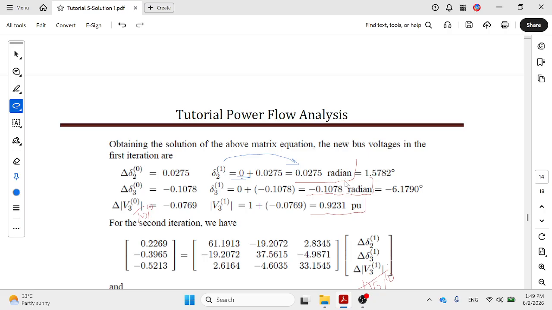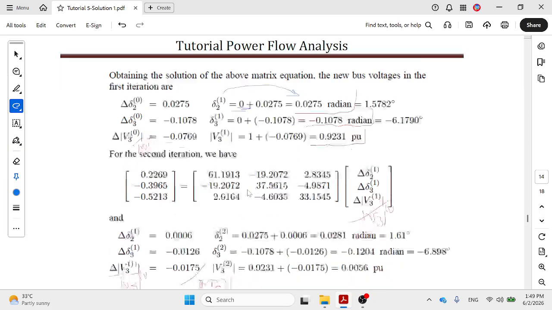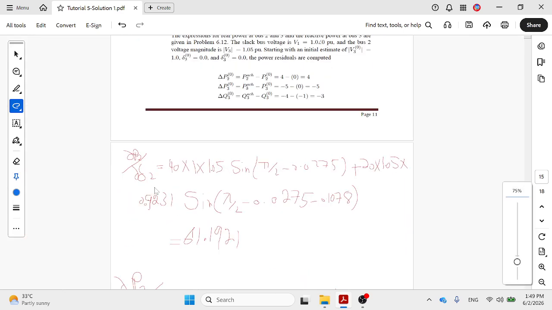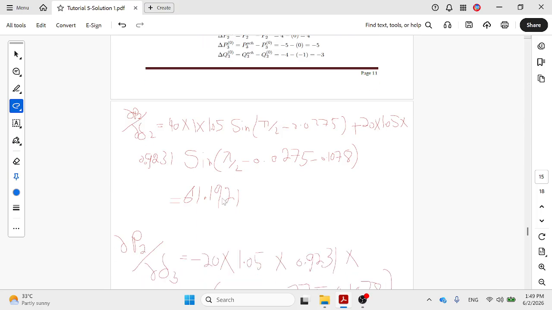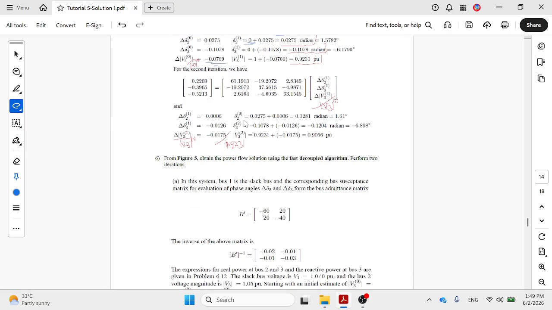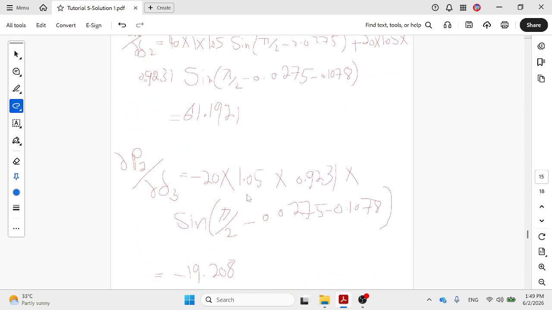Don't forget these values are in radians, and the variation of V3 is this one. Then the final value for V3 is given here. I calculated the second iteration. You can see ∂P2/∂δ2 is 61.1921. I think it's close. Yeah, it's close. I don't know why the last digits are a bit different, but we are close to each other in the calculation.